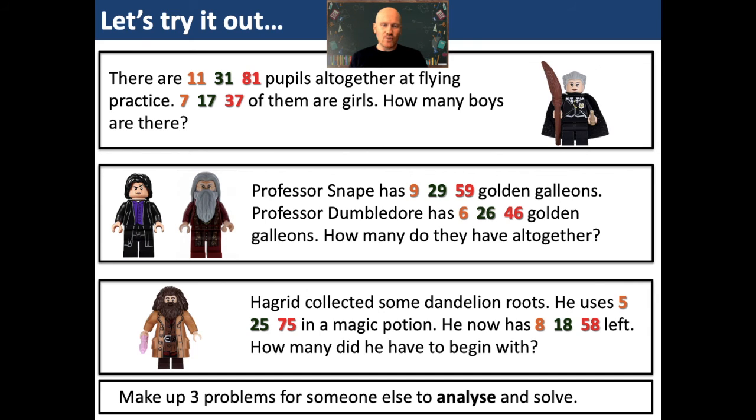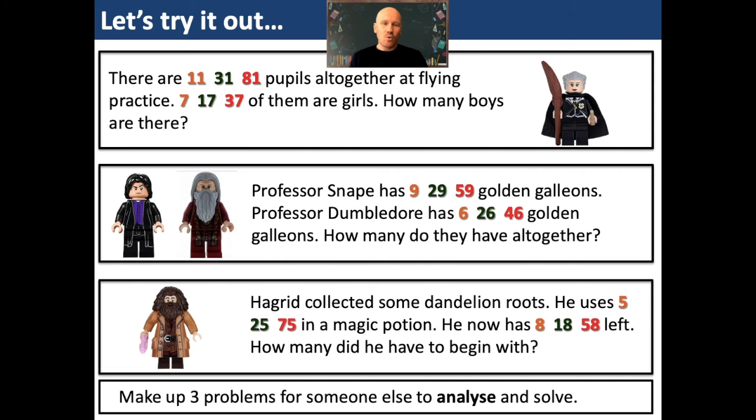Okay, question 2. Now let's say I get to question 2 and I think I might be able to have a go at the spicy this time. So I'm just going to read the green numbers. Professor Snape has 29 golden galleons. Professor Dumbledore has 26 golden galleons. How many do they have altogether? And then lastly, we've got Hagrid collected some dandelion roots. He uses 75 in a magic potion. He now has 58 left. How many did he have to begin with? So that time I've gone for the extra hot numbers. I've gone for the red numbers.